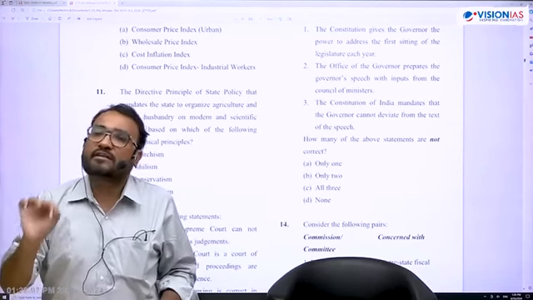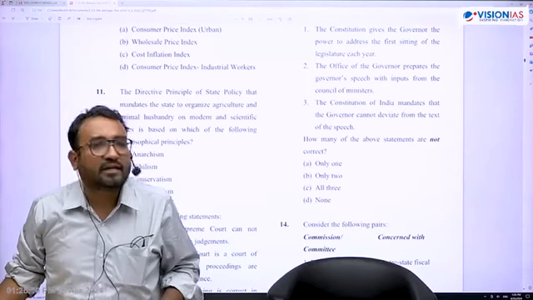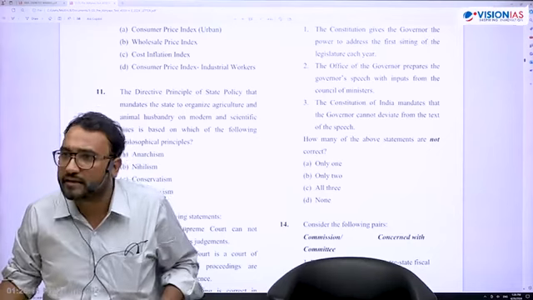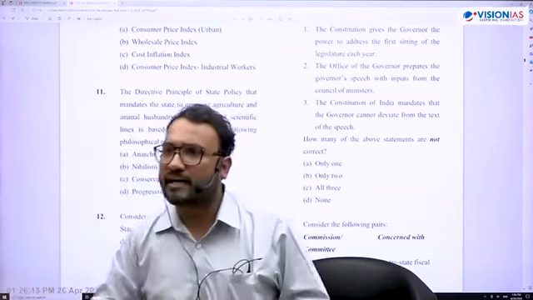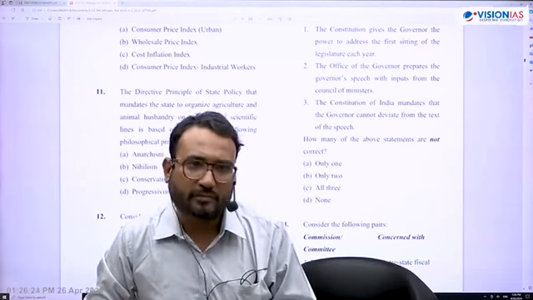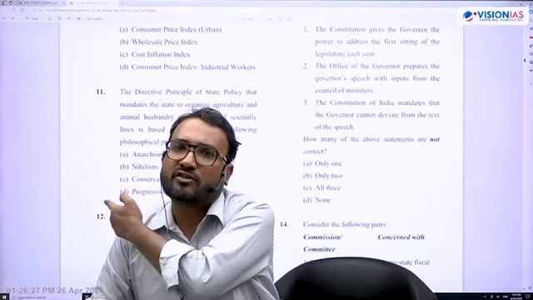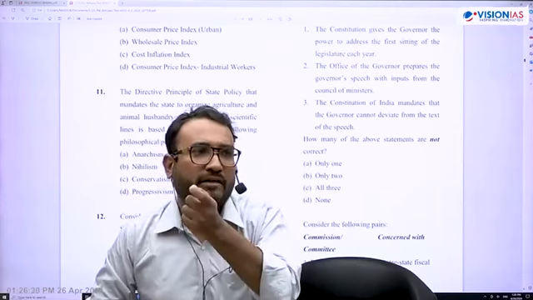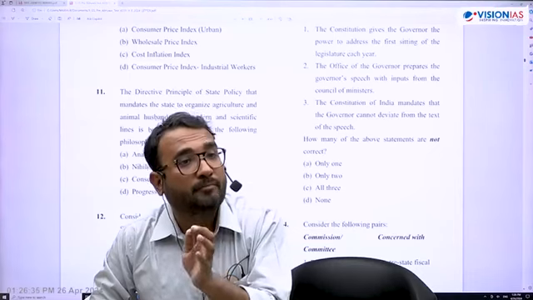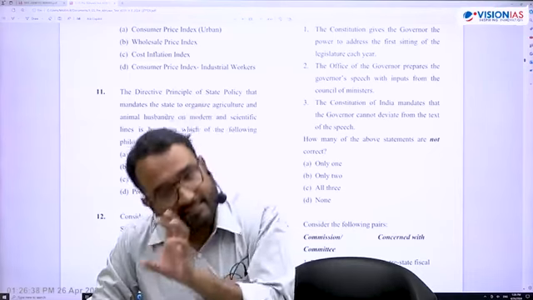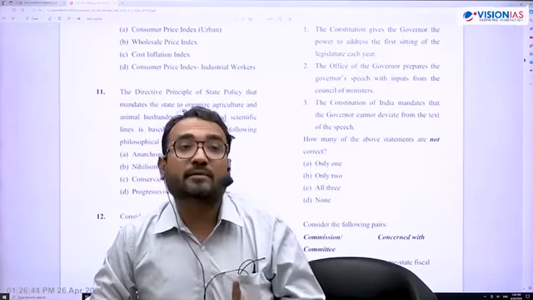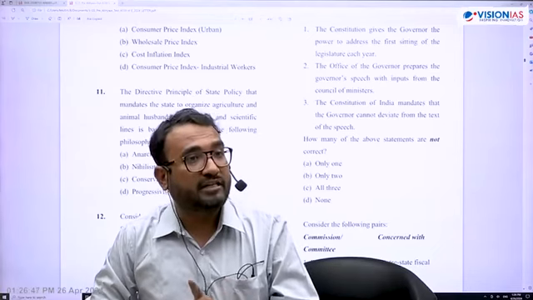Article 48, that is agriculture on scientific lines, and ban on the consumption of intoxicating drinks, slaughter of cows, calves and milch and draught cattle, which is partially a liberal intellectual principle and partially a Gandhian principle. Article 47: the prime purpose of the state should be to take care of public health. And the second part is, in particular, the state shall bring about prohibition of the consumption of intoxicating drinks and drugs which are injurious to health.